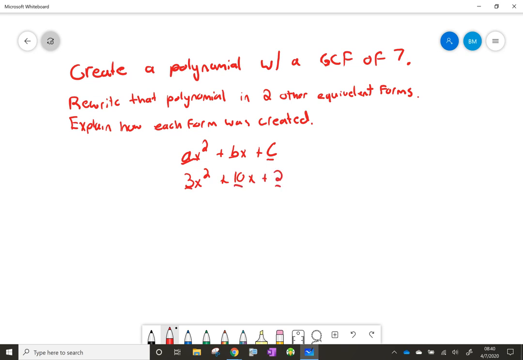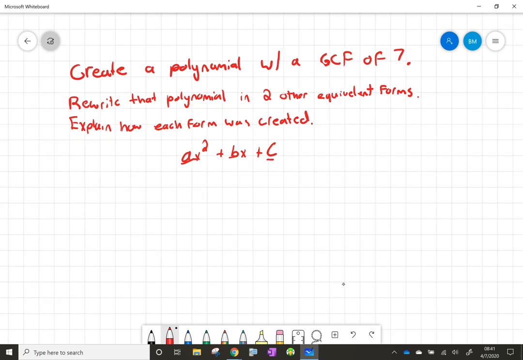That's a quadratic. But here's the thing. We don't want to use just 3 random numbers in our polynomial. We want to make sure that our numbers have a GCF of 7 so that every number is divisible by 7. And we want to make sure that we can factor in multiple ways as well. So don't just create 3 random numbers to make your quadratic. Let's start, and you guys can start as well. Let's start with the a being 1.